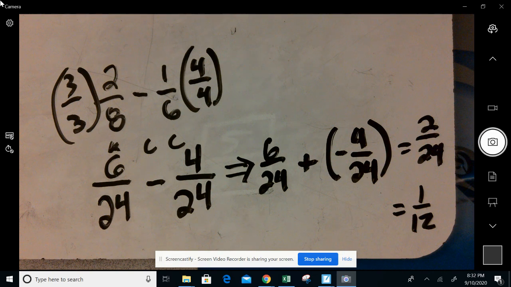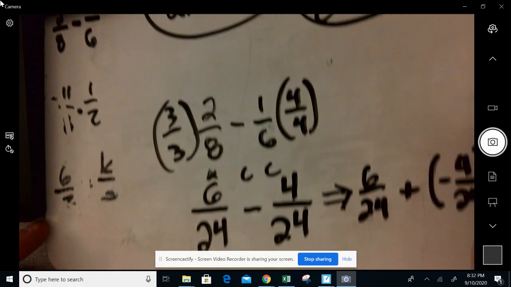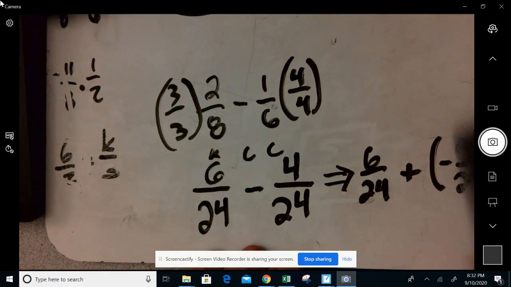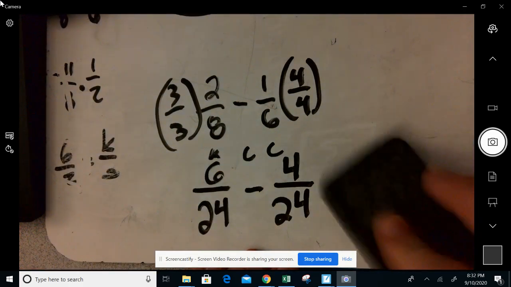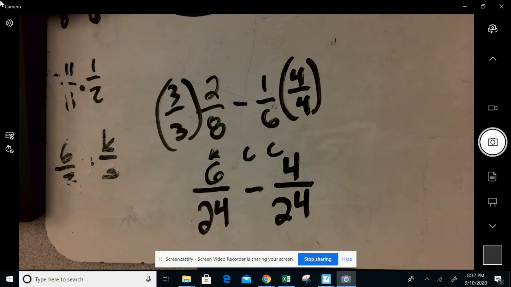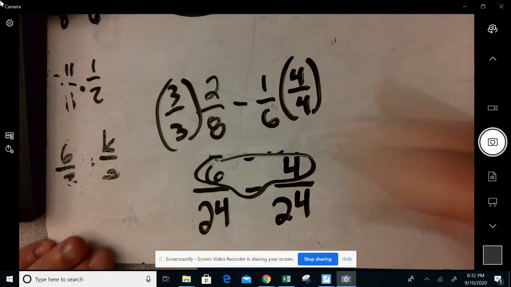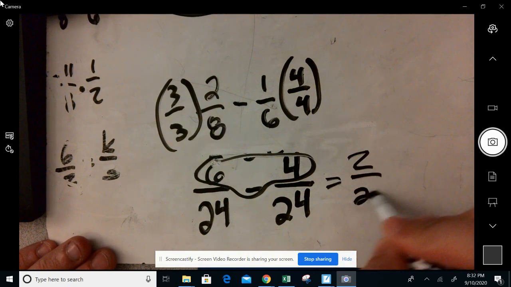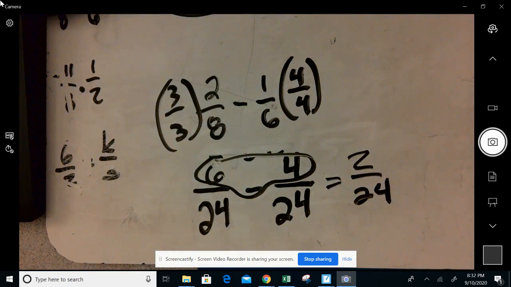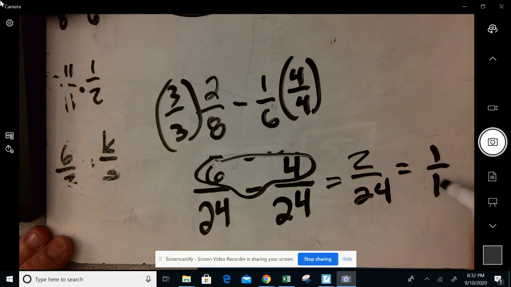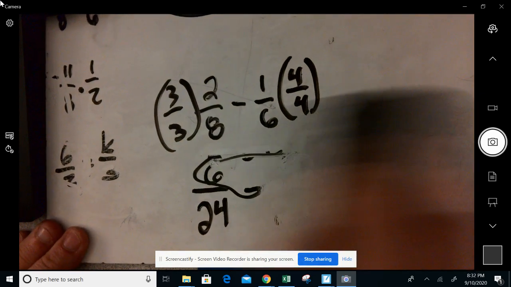Now, you don't need to do keep, change with subtraction. You do need to do keep, change, flip with division. But when it comes to subtraction, you don't necessarily need to do keep, change if you understand what's happening. That is just 6 minus 4 on the top, and the bottom stays the same. Reduce it to 1 over 12. And that's your answer. Make sure to reduce if you can reduce.